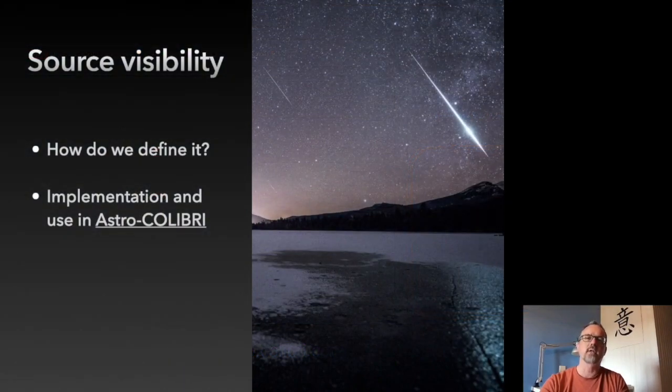But let's first start with a quick introduction about visibility of an astrophysical source in an observatory. How do we define visibility? What parameters are useful? And then we come to the implementation and the use of these visibility estimates in Astro-COLIBRI.